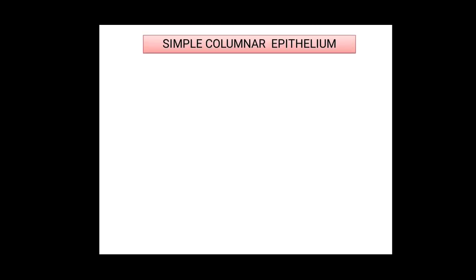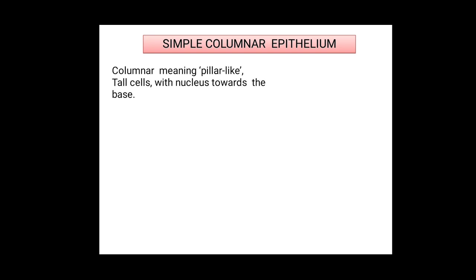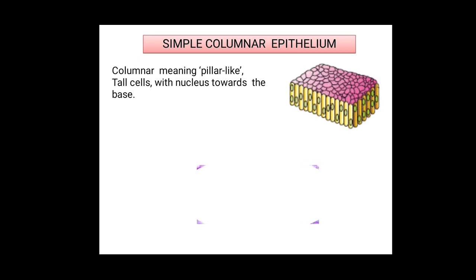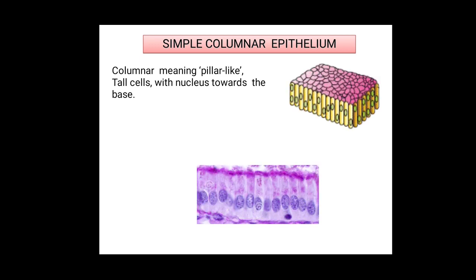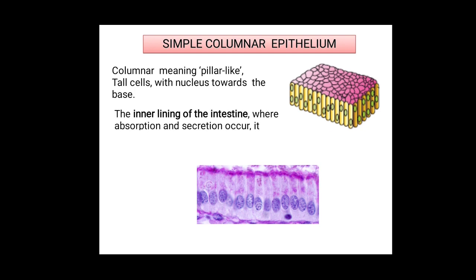Then you have the simple columnar epithelium. Columnar means column-like or pillar-like cells, long cells, tall cells with the nucleus at the base here. Nucleus, see, it's very important, nuclei are at the base. They form the inner lining of the intestine, where absorption and secretion take place.